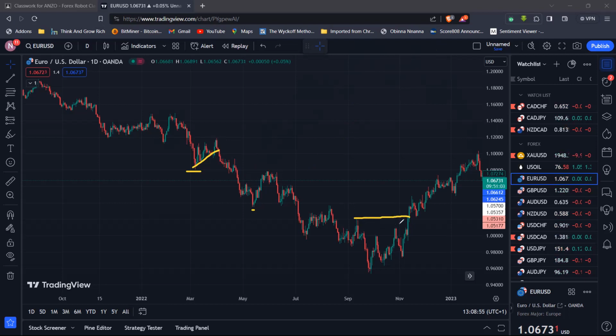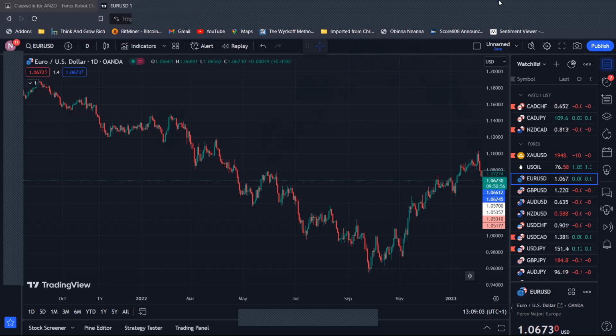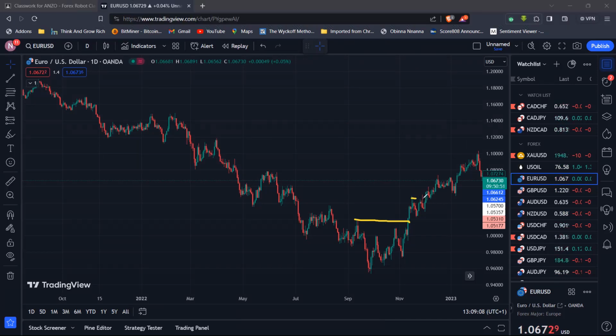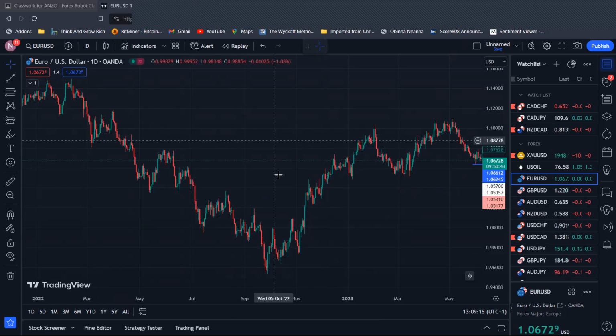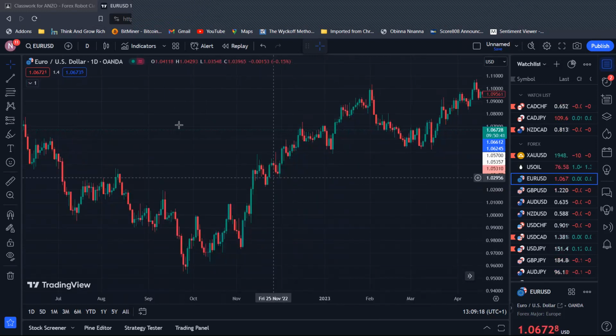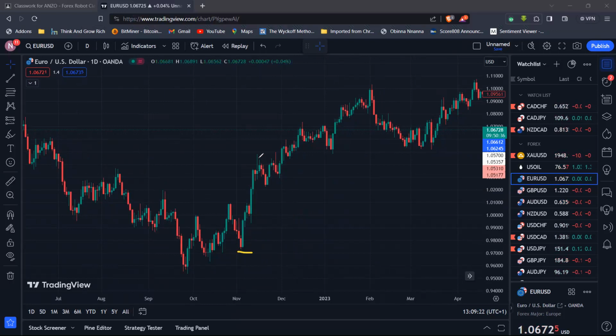So by breaking the structure, it means I'm probably not interested in respecting the sellers anymore. And then when it broke once and broke again, it seems buyers have stepped in to take control of this market. So instead of waiting for counter trends on the sell side, I'm now looking for counter trends on the buy side. So price came from this low to this high, to this low, to this high, to this low here, to this high.